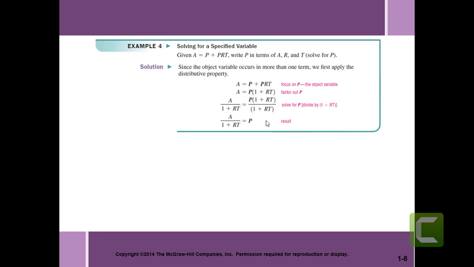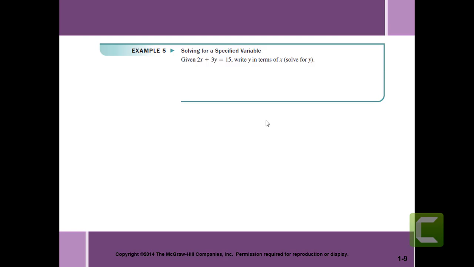So now, what if we have this? Now I give you another equation. And I said, okay, solve this in terms of x. So write y in terms of x, which means solve for y. So what does that mean? We want to get y on one side of the equal sign. Everything else goes on the other side.